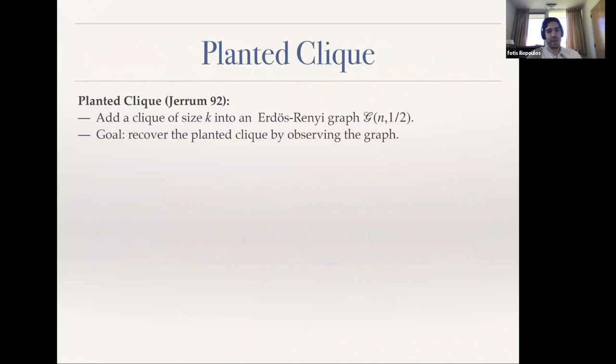This problem was defined by Jerrum in 92 and has become famous since then. And it says the following. Imagine we add, or plant, a clique of size k into an Erdős-Rényi graph G(n, 1/2). Now the goal, and this is the problem, is to come up with an algorithm that can recover the planted clique by observing the graph.